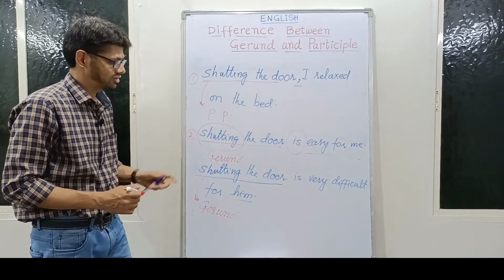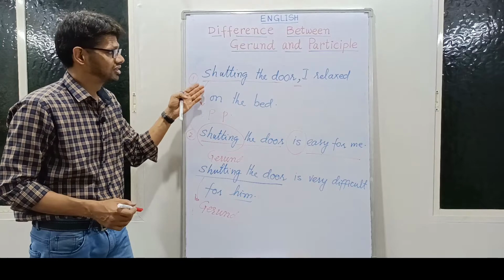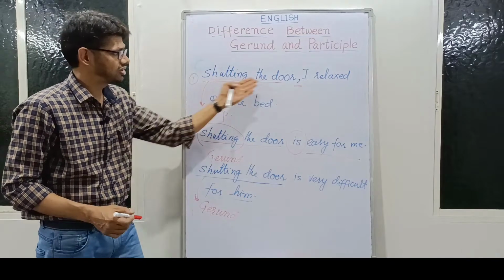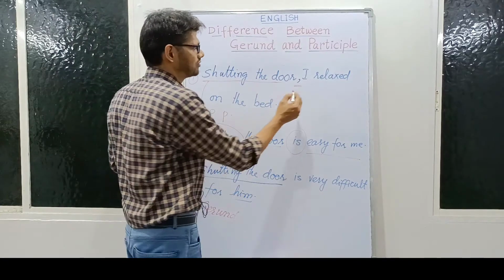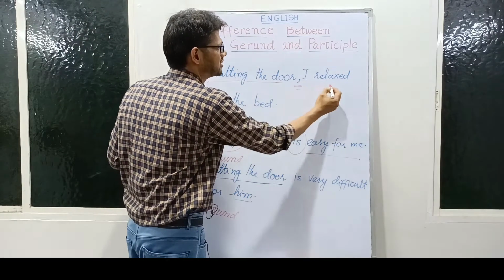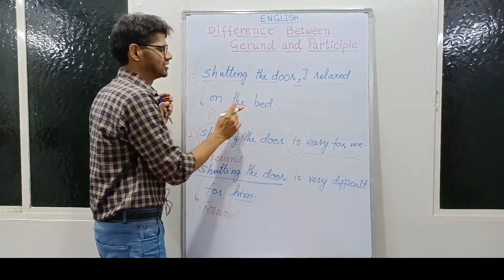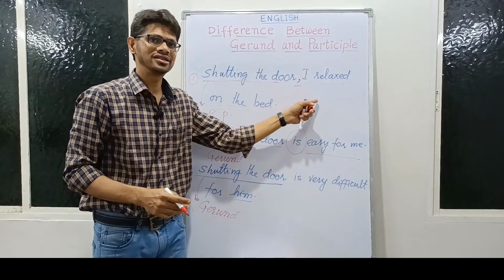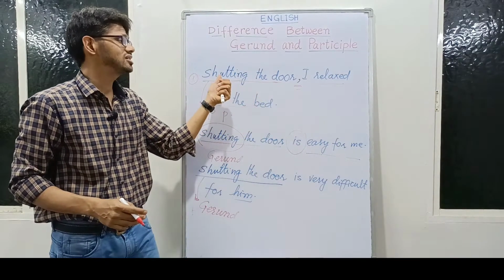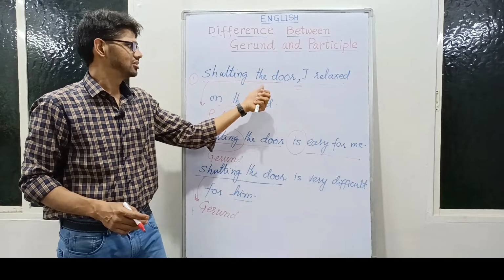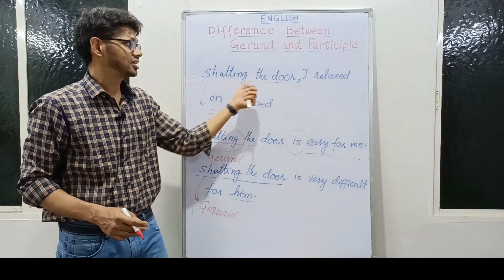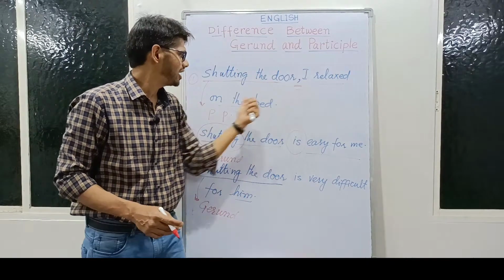So there is a difference. You can understand the difference between here also shutting and here also shutting the door. How can we understand? Because here we have a comma and we have two sentences, one sentence and two sentences. So you can easily understand that this is not a gerund. This is present participle. Shutting the door, दरवाज़ा बंद करके, I relax on the bed.